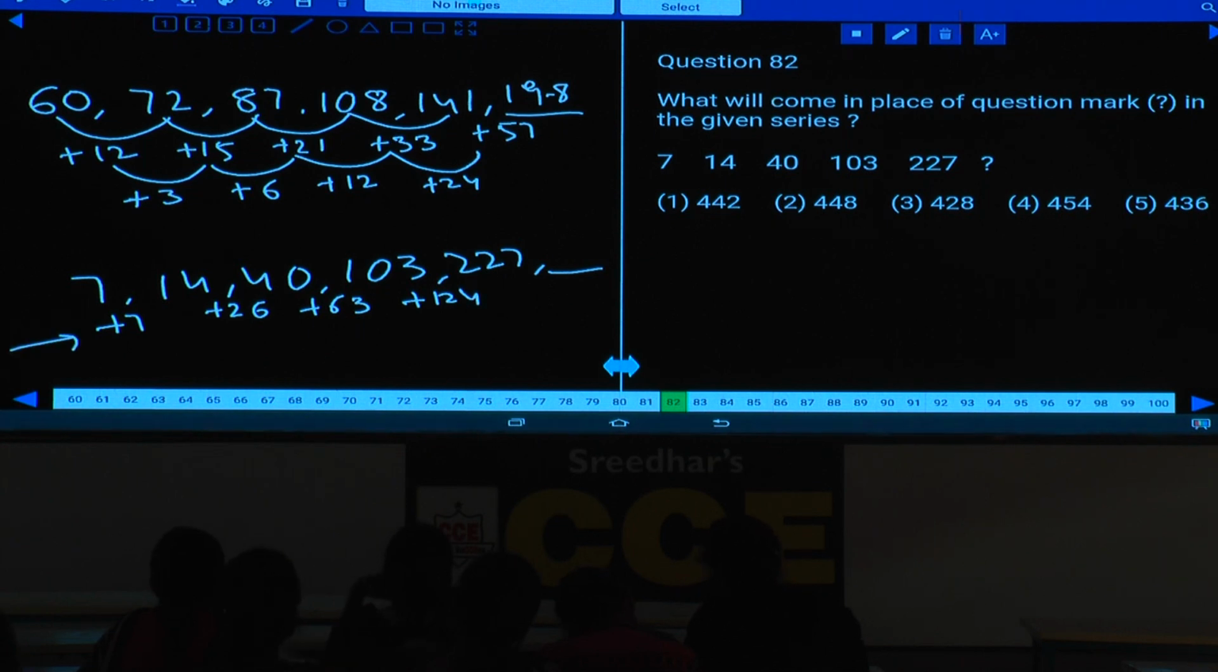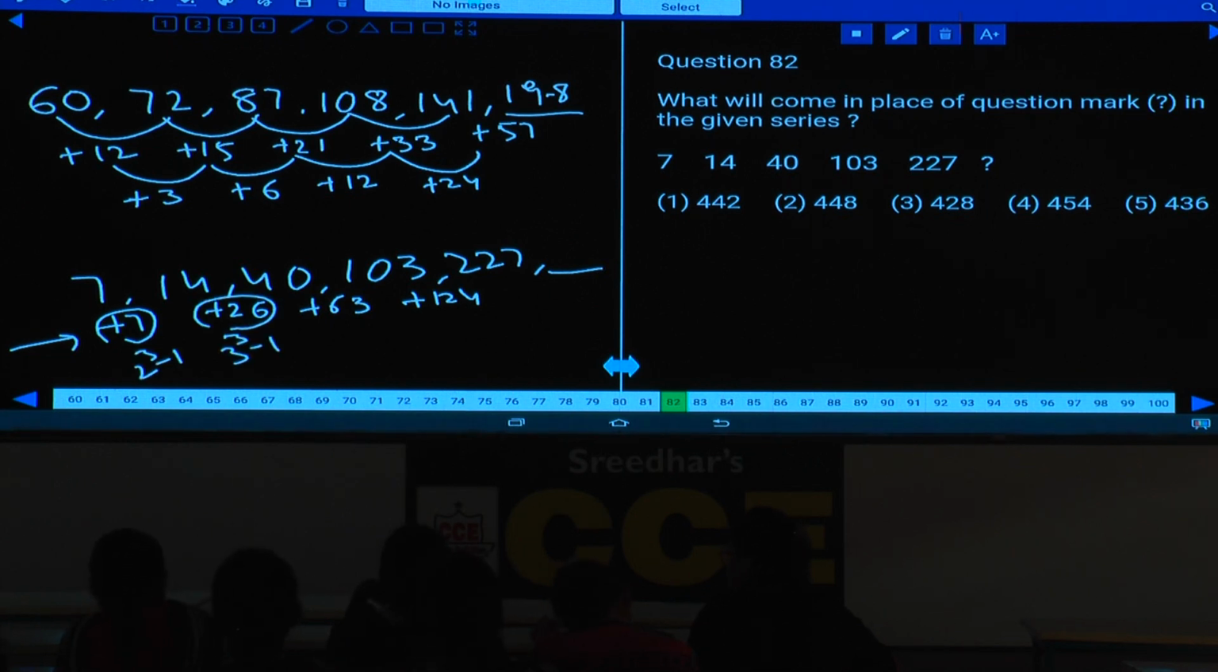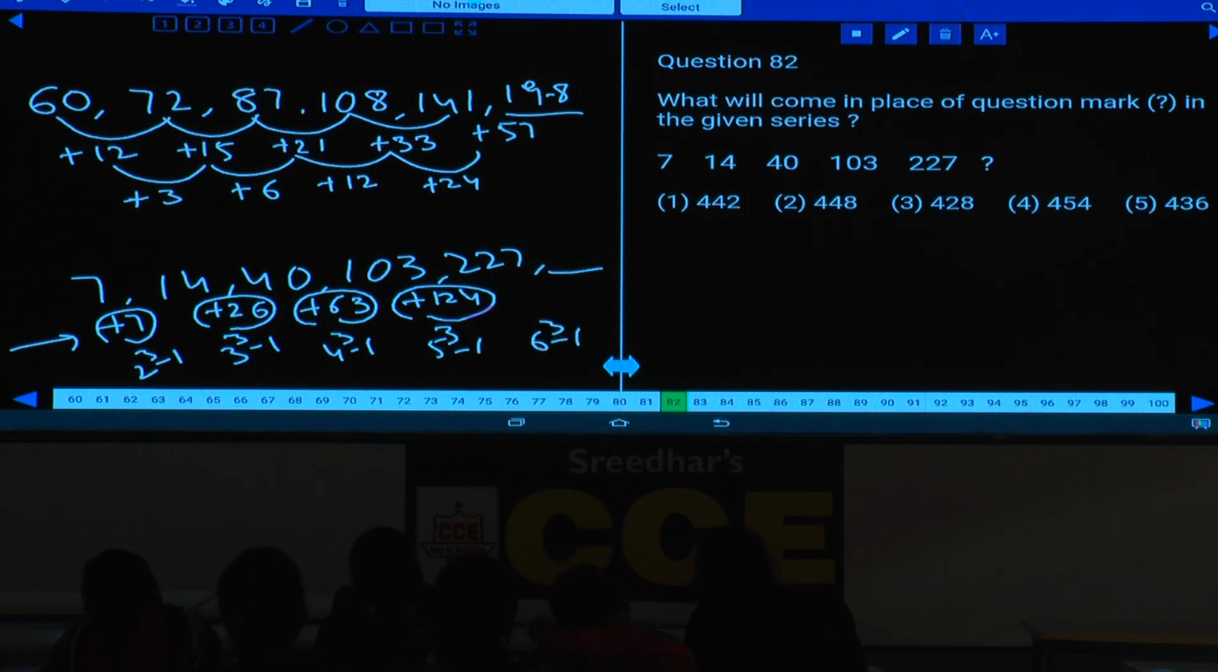Yes, tell me what are these numbers? 7, 26, 63. This 7 can be written as 2 cube minus 1. 26 can be written as 3 cube minus 1. 63 is 4 cube minus 1, 124 is 5 cube minus 1, and the next one is 6 cube minus 1. What is 6 cube? 216. Minus 1, 215. So 215 should be added here. Then what is your answer? 227 plus 215 is 442. That is given in choice 1.